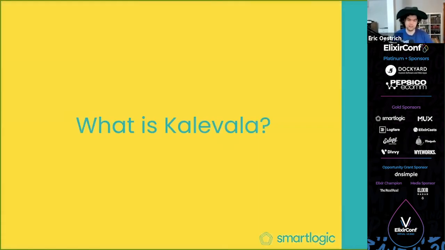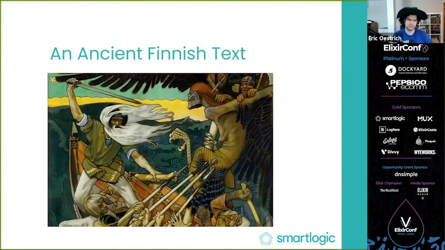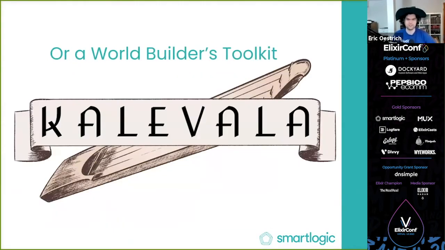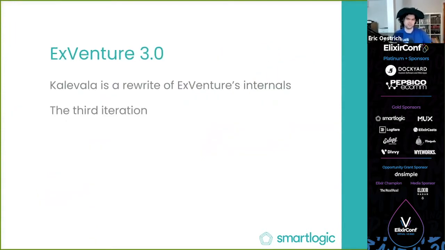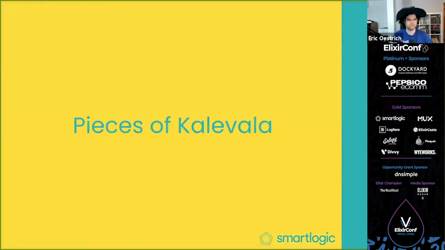So now what is Kalevala? It's an ancient Finnish text, but for our purposes, it's a world builder toolkit. You can think of it as Xventure 3.0. It's a rewrite of a lot of the internals of Xventure that I'm not entirely happy with. And this is the third iteration, because there was a second step that wasn't the best laid out as well. So I restarted again.